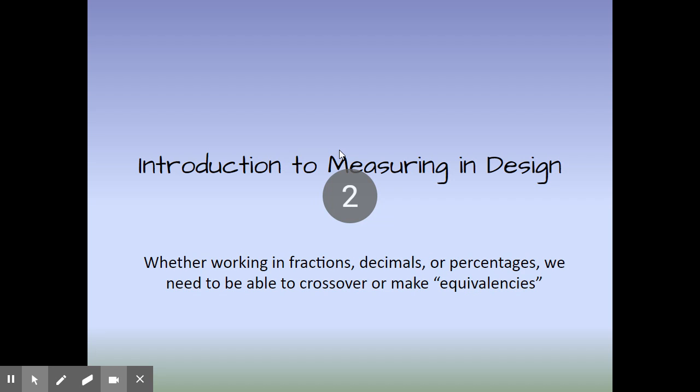So without getting into all the differences between the metric, the engineering, and the architectural scales, because there are many different units of measure when dealing with mechanical, architectural, and civil engineering, we first have to introduce a baseline, and that involves working within the inch system by way of fractions, decimals, and percentages.